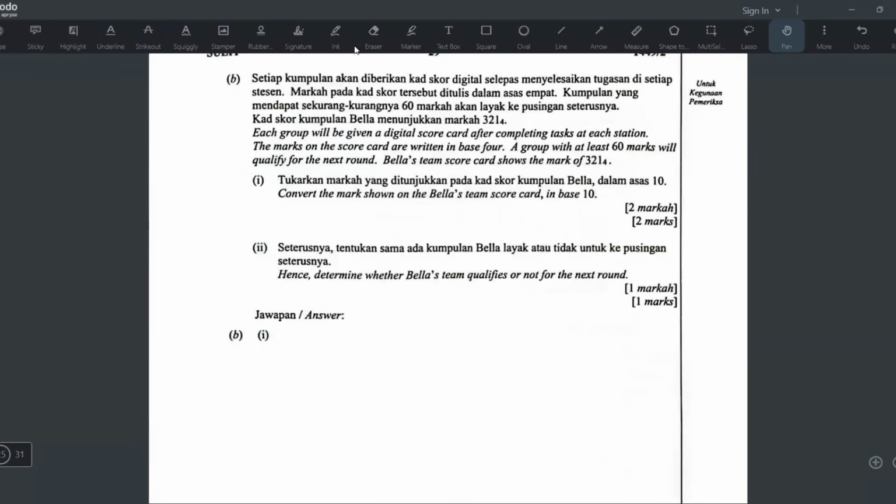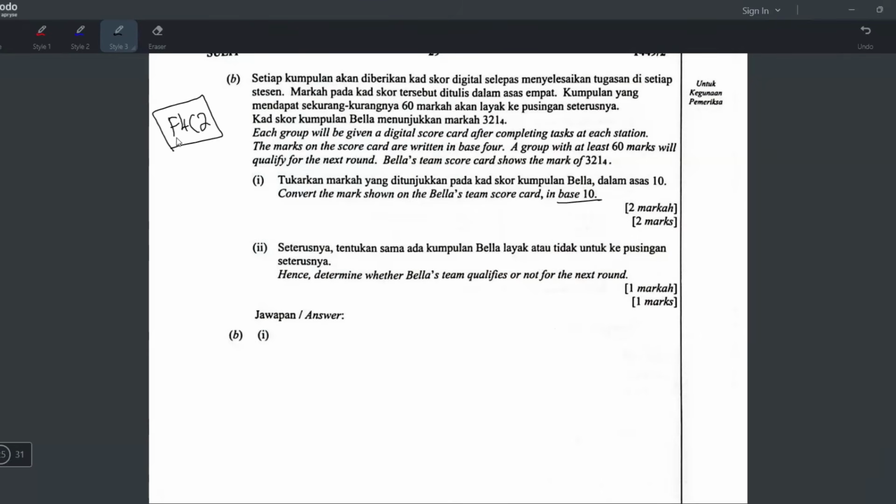Okay, what about B? What chapter is this? Okay, I see base 10. So I think it's from Form 4 chapter 2. Yeah, the number bases question, asas nombor. Okay, each group will be given a digital scorecard after completing tasks at each station. The marks on the scorecard will be written in base 4. A group with at least 60 marks will qualify for the next round. Okay, what is the meaning of at least 60? It means bigger than or equal to 60. So only a group with at least 60 marks will qualify for the next round.